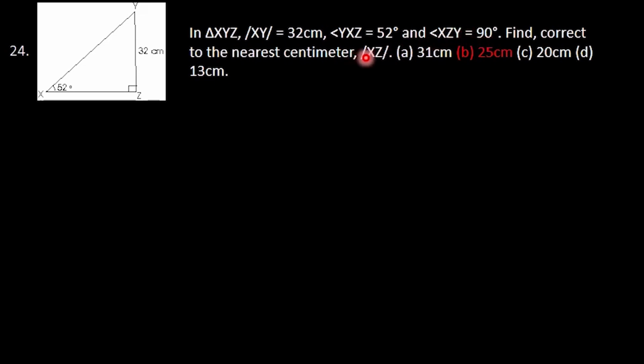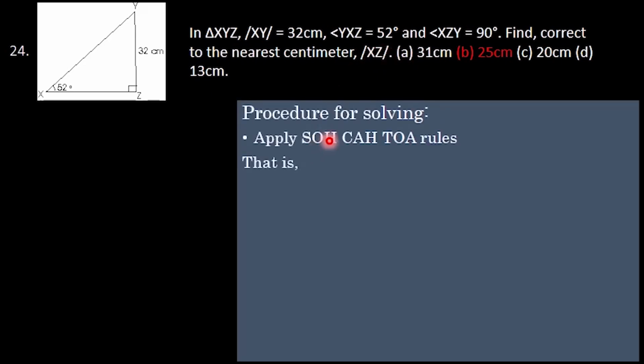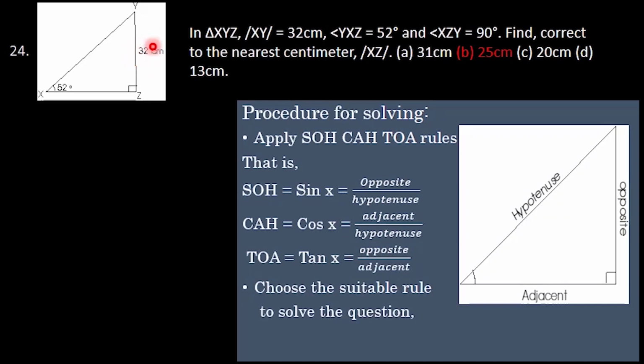line XZ. The procedure for solving this: apply the rule SOH CAH TOA, that is, sin x is equals to opposite over hypotenuse, cos x is equals to adjacent over hypotenuse, tan x equals to opposite over adjacent. Opposite side is 32 centimeter, and we are asked in the question to find the adjacent side, that is the line XZ. Now since we are dealing with opposite and adjacent, therefore the suitable rule to solve this is tan x, and we represent x as our angle.